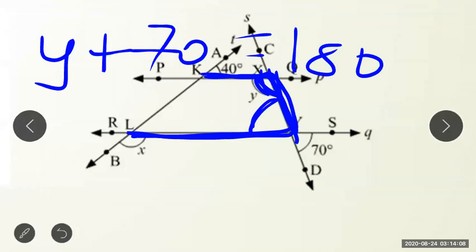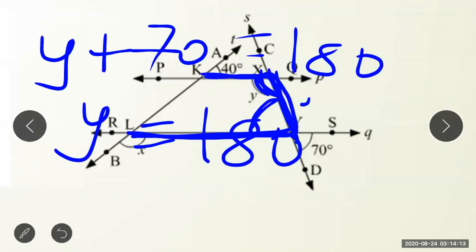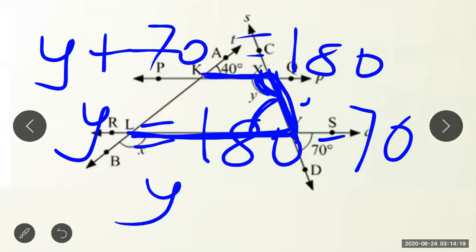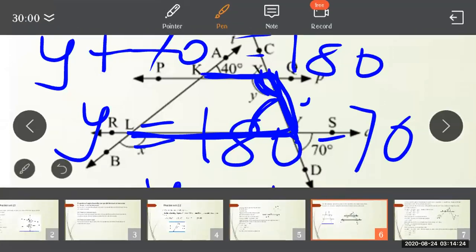Now here, same thing, we will leave Y on the left, Y equal to 180 degree minus, plus will come here, it becomes minus 70 degrees. So the value of Y is what? The value of Y is 110 degree. The value of X is 140 degree. Now I hope you people have understood through the diagram. Let's start with the sums.